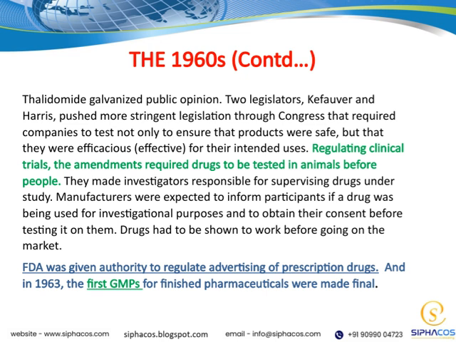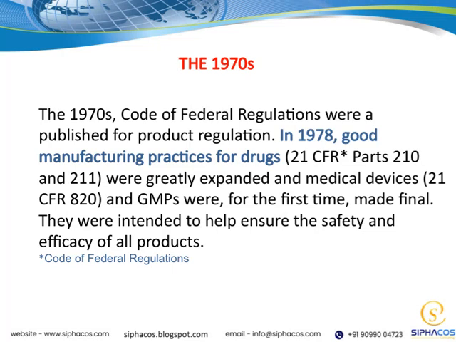The FDA's authority was expanded too, giving it control over how prescription drugs could be advertised to prevent misleading claims. Finally, in 1963, the first Good Manufacturing Practices, or GMPs, for finished pharmaceuticals were finalized. All of these measures together marked a major turning point in drug regulation, aiming to protect consumers and ensure drug efficacy and safety. Now, let's take a look at the 1970s, a pivotal decade for product regulation.